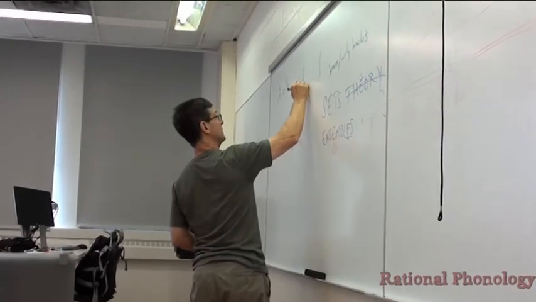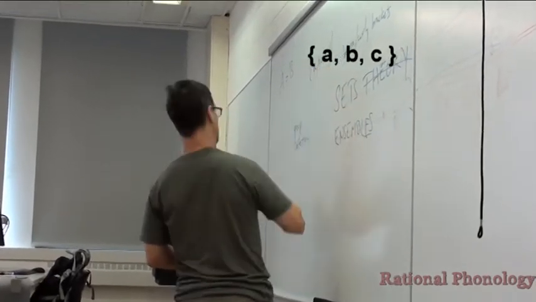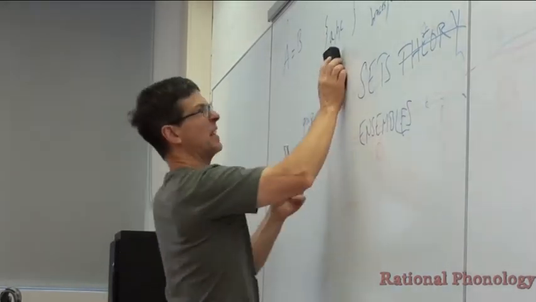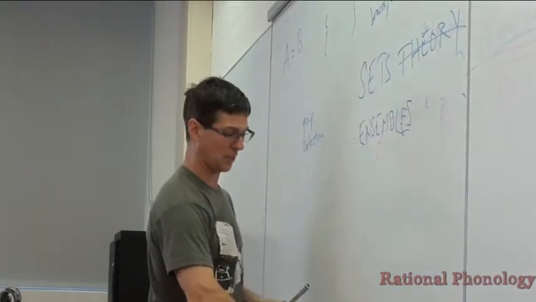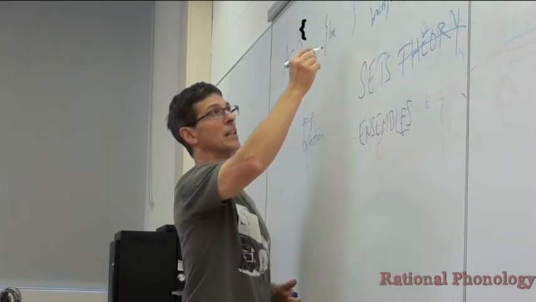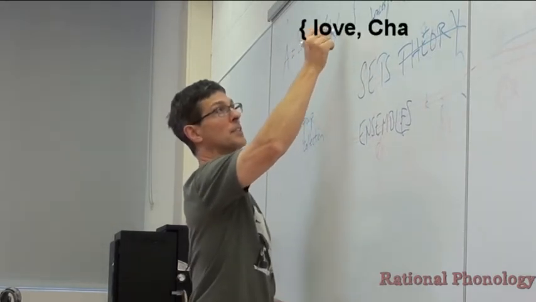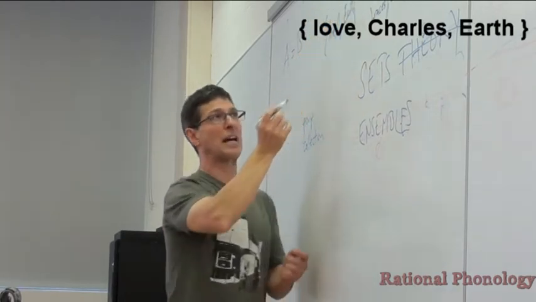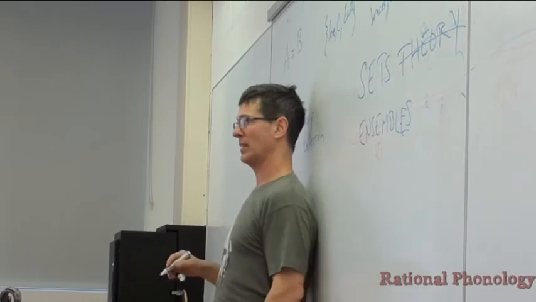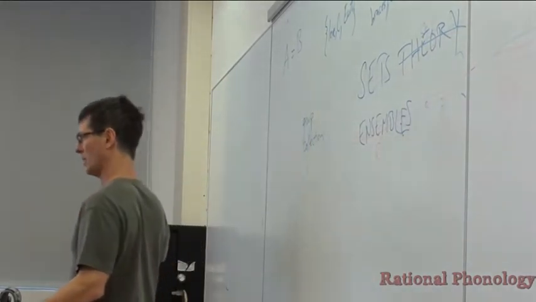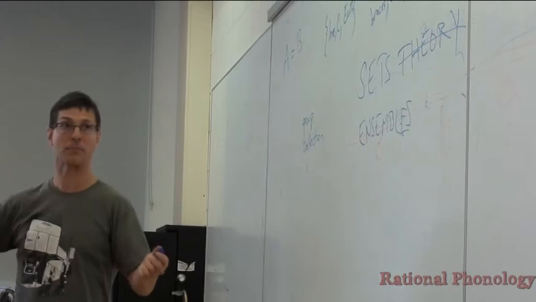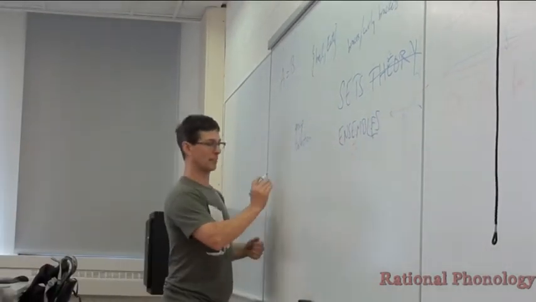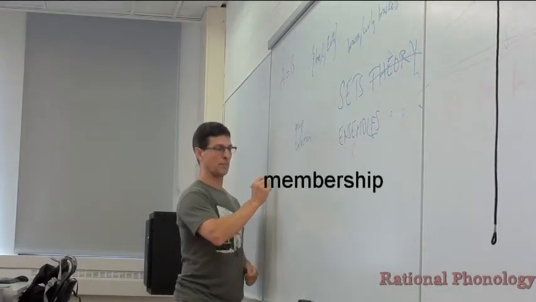Sets can contain anything. A, B, C. Okay? So in these two examples, I made sets that contain things of a certain type, but this is also a set. A set that contains love, Charles, and the planet Earth. So some abstract noun, me, and a planet. But anything you want, you can put into a set. They're just abstract things. Okay? So the primary notion is membership.